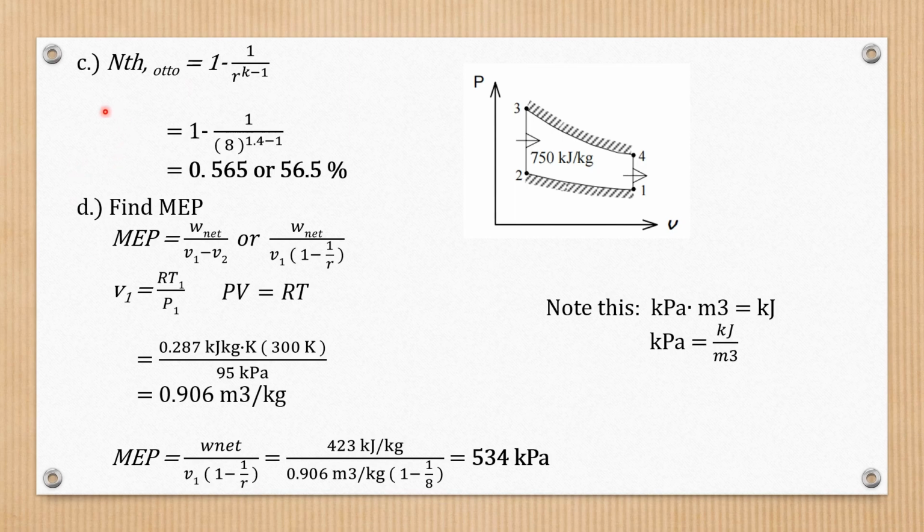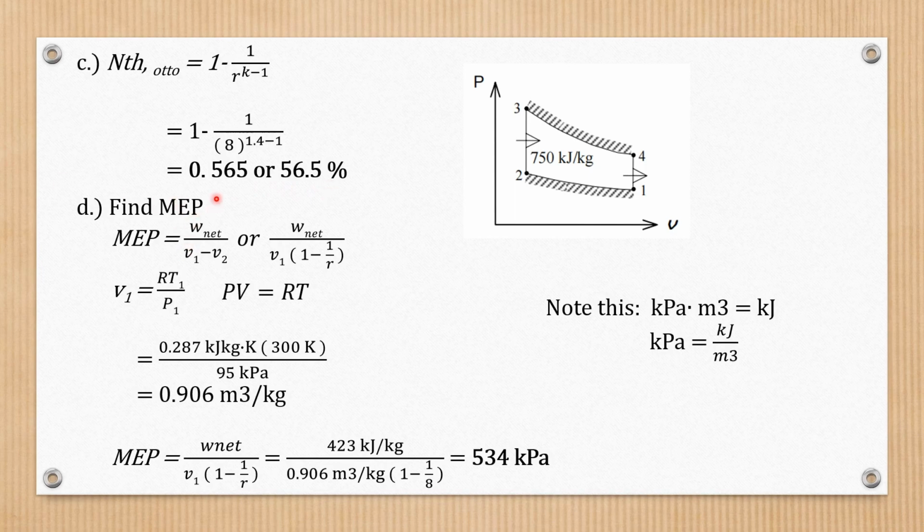So what we're just going to do here is substitute all the given values in the equation. Next is to determine the thermal efficiency of the Otto cycle, which is equal to 1 minus 1 over compression ratio raised to specific heat ratio minus 1. Just substitute the given values and plug it in your calculator and we will get our thermal efficiency of the Otto cycle equal to 0.565 or 56.5%.